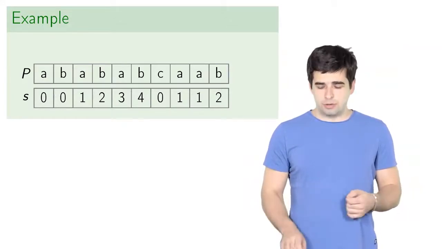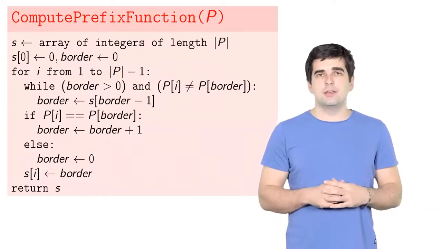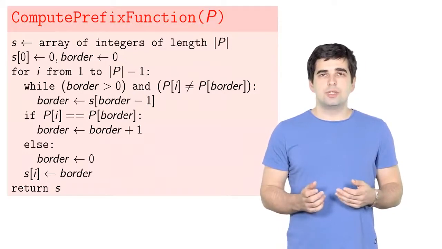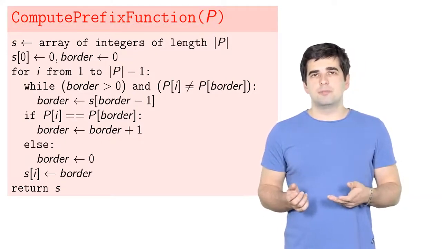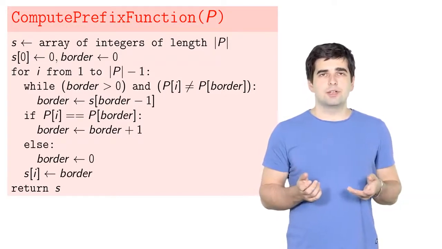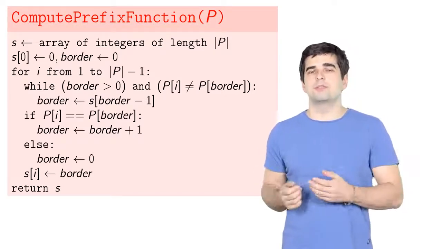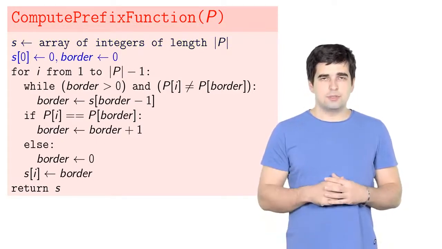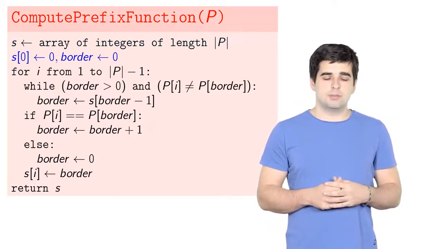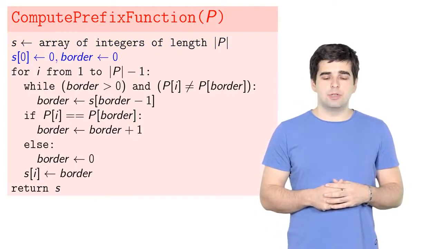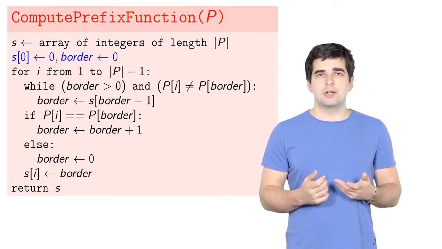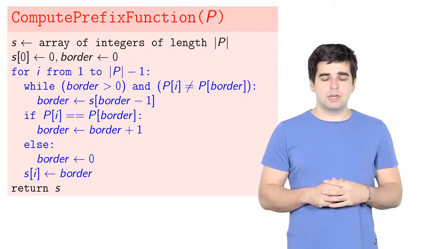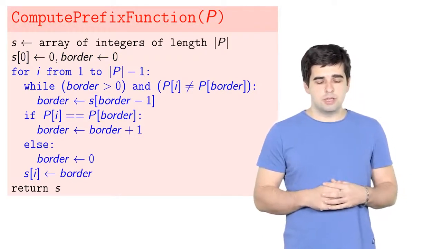And now let's look at the pseudocode which can compute these values for any string P. It will return an array of values S, which has the length the same as the length of the string, and which will contain the values of the prefix function for positions from 0 to length of the string minus 1. We start by initializing this array, and we write down S of 0 equal to 0, as I explained, and we also need an additional variable border, which will contain the length of the current border at all times.